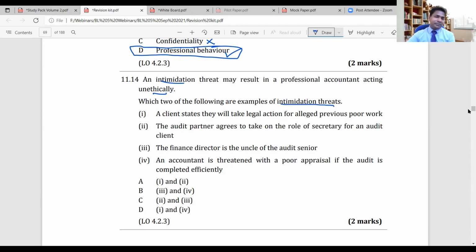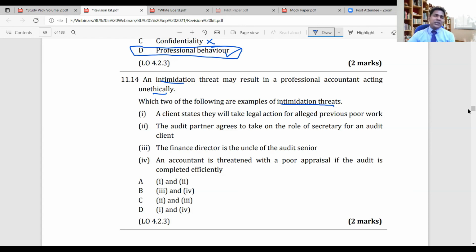A client states they will take legal action for any previous poor work. I gave this example in my explanation just now. The audit partner agrees to take on the role of secretary for an audit client. The finance director is the uncle of the audit senior. An accountant is threatened with a poor appraisal if the audit is completed efficiently.